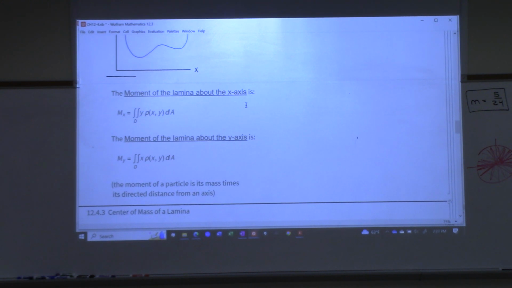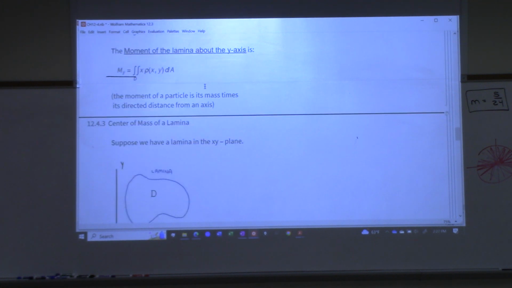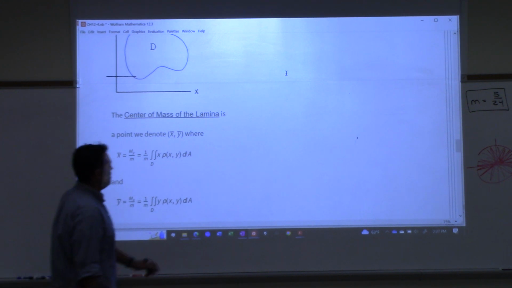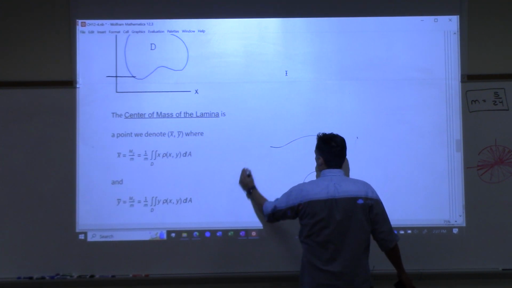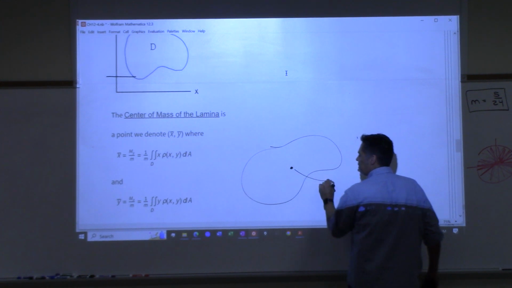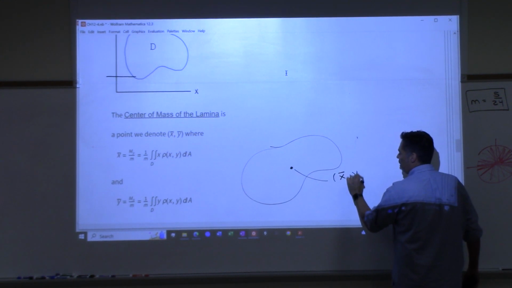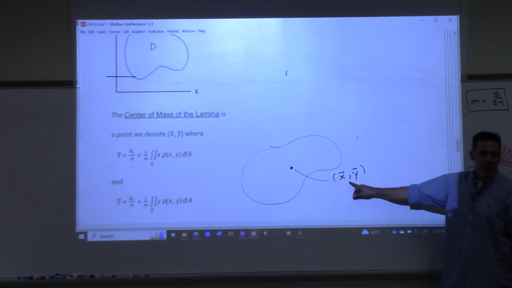Now, why is the moment important? Well, the moment's important because you need the moment to calculate the center of mass. So I'm now going to give you the actual definition of the center of mass. If you have a lamina and you want to find its center of mass, we denote that as a point, x bar, y bar. That is the center of mass of your lamina.